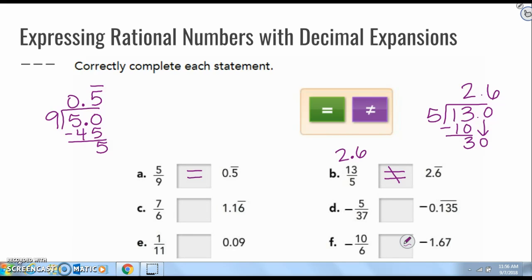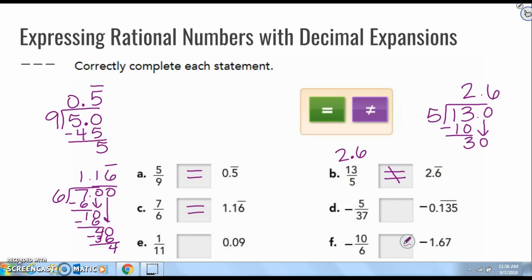Look at letter C. 7/6. Here we're going to divide 6 into 7. 6 divides into 7 once with 1 left. We add our decimal and a 0. 6 divides into 10 once with 4 left. Add another 0. 6 divides into 40 6 times. 6 times 6 is 36 with 4 left. See here, the 6 repeats. So 7/6 is equal to 1.16 with the 6 repeating.